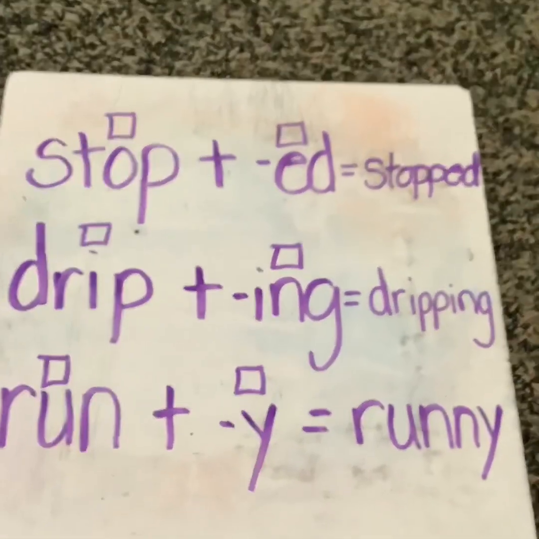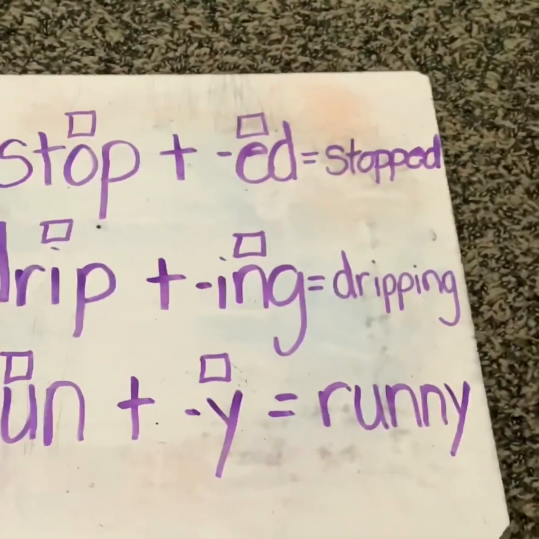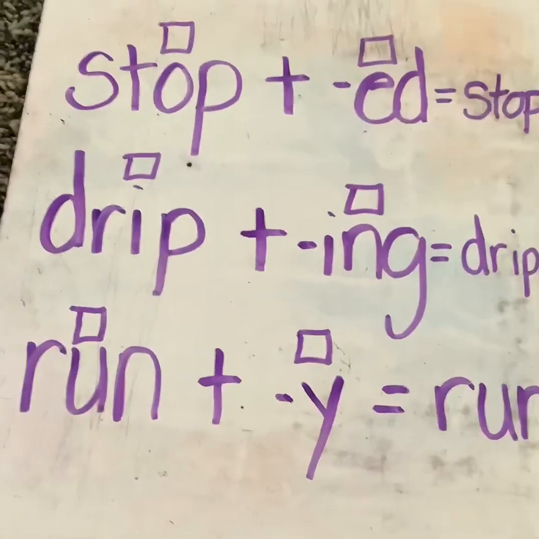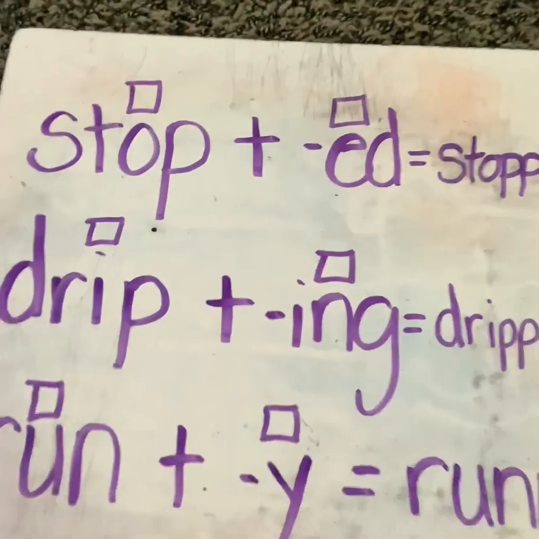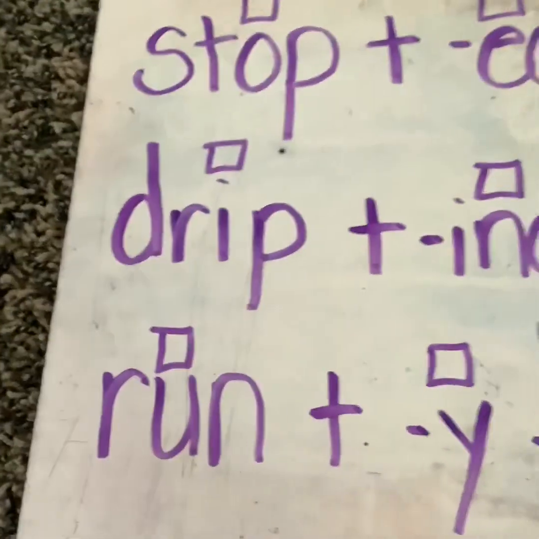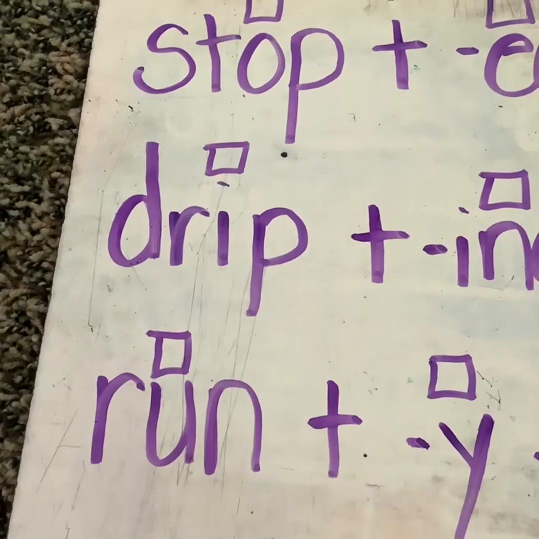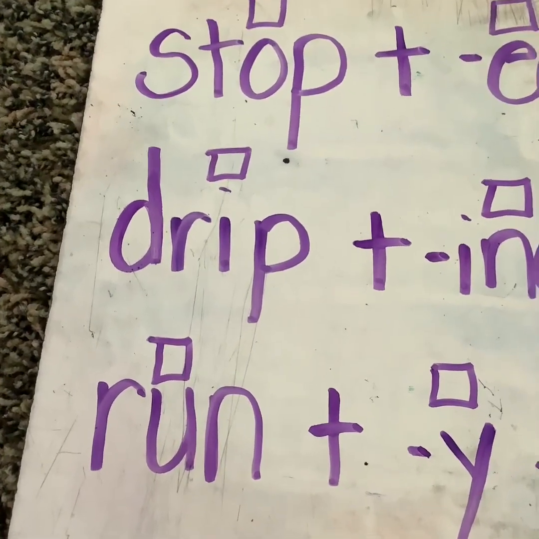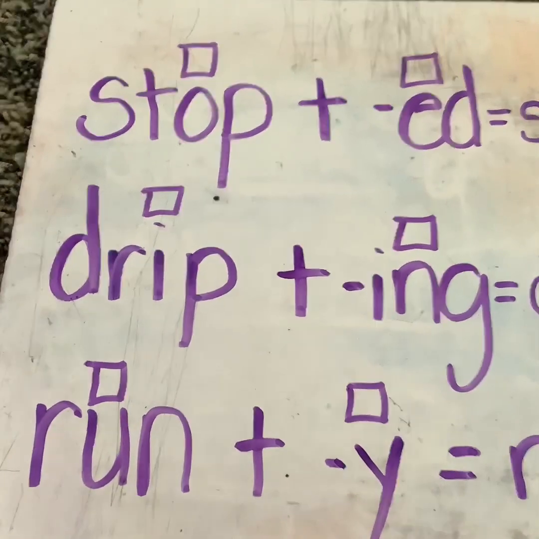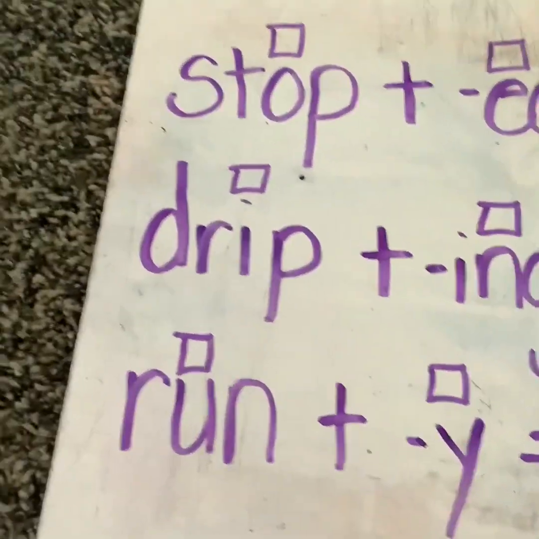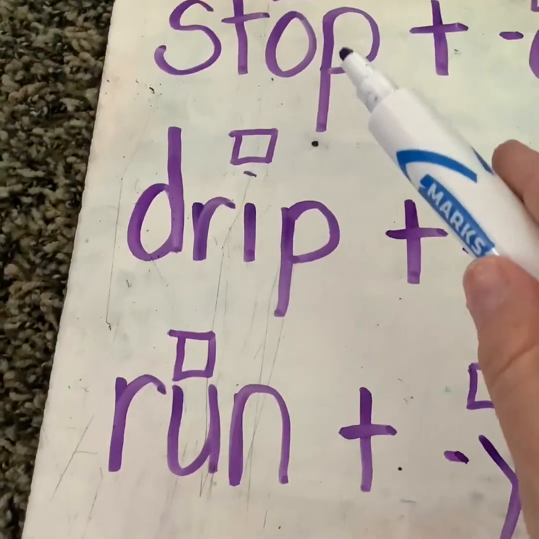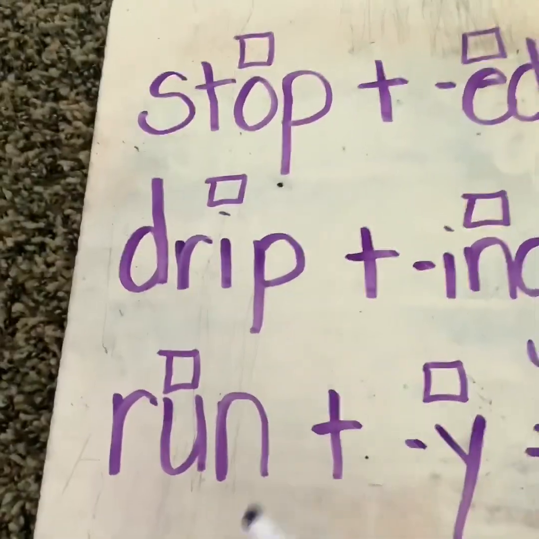As you can see, I've done quite a bit of writing on my board today. These all have root words. Do you guys remember what root words are? Okay, good job. A root word is a simple word that does not have anything added to it, such as a suffix or anything like that. It's the main word. So we have stop, drip, and run.